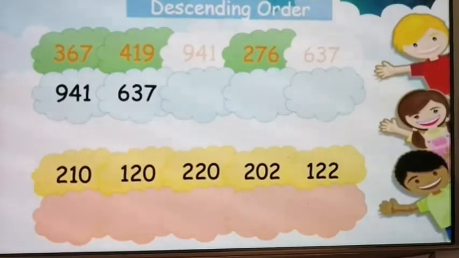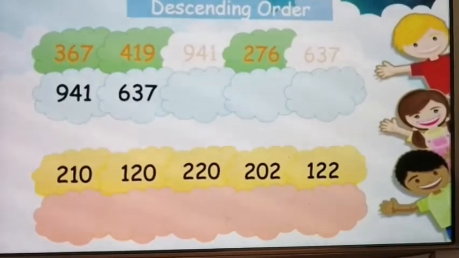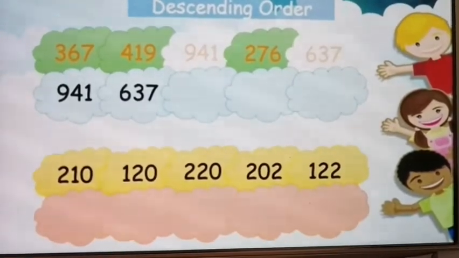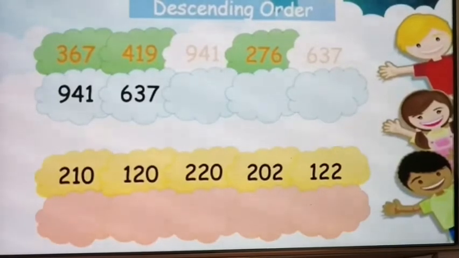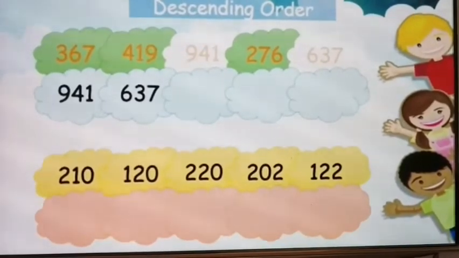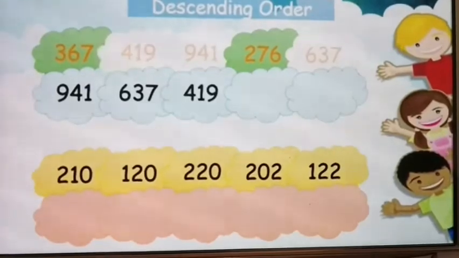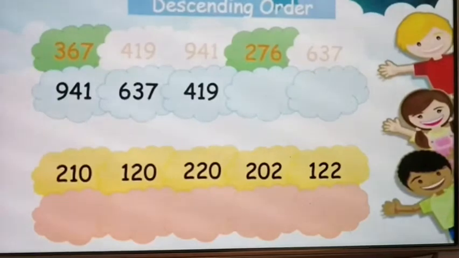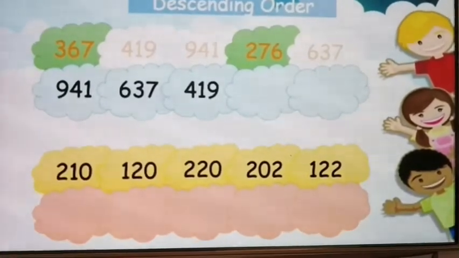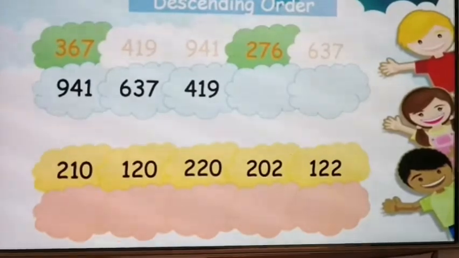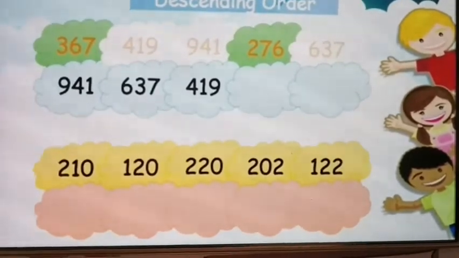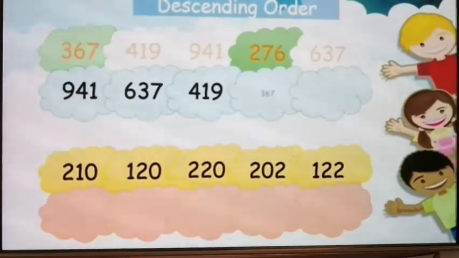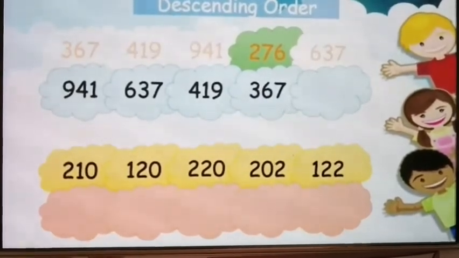Now we have three numbers: 367, 419, 276. Look at the hundreds place. Which is the greatest? Yes, 419. So let's write 419 after 637. Now we have two numbers left: 367, 276. Which number is greatest? I know you can find it very easily. Yes, 367. Let us write 367 after 419.